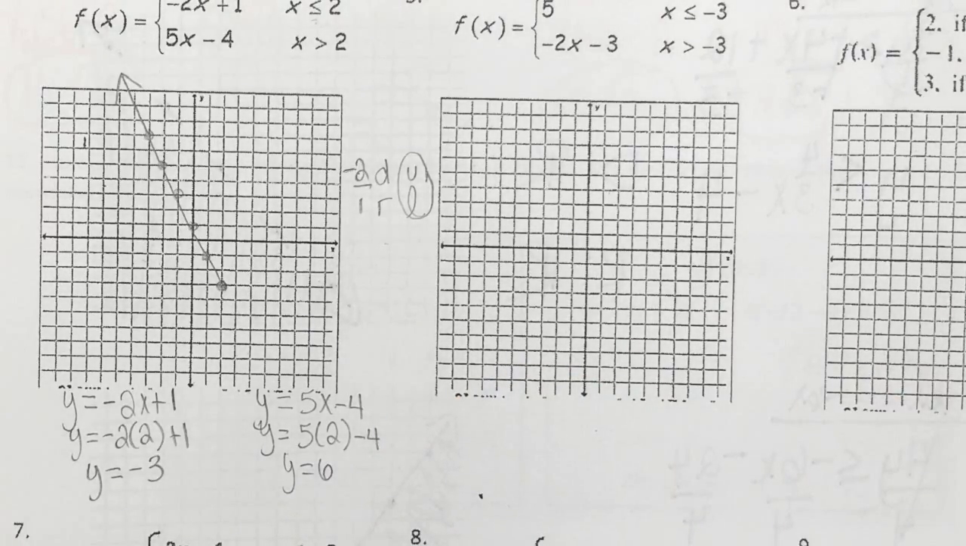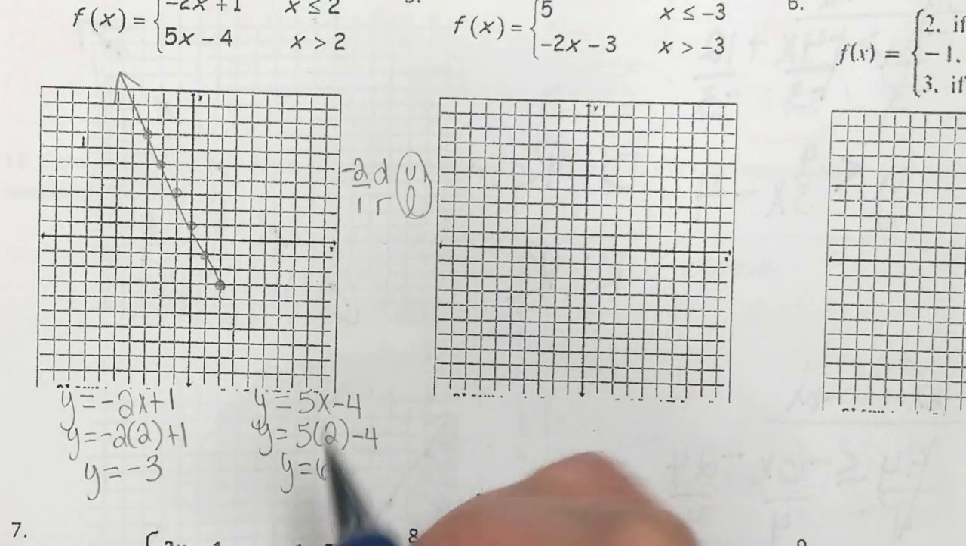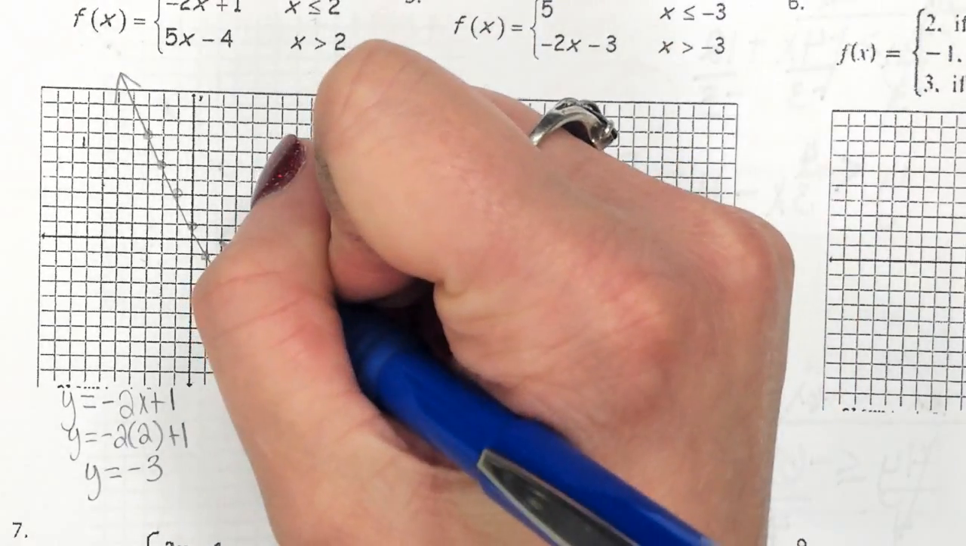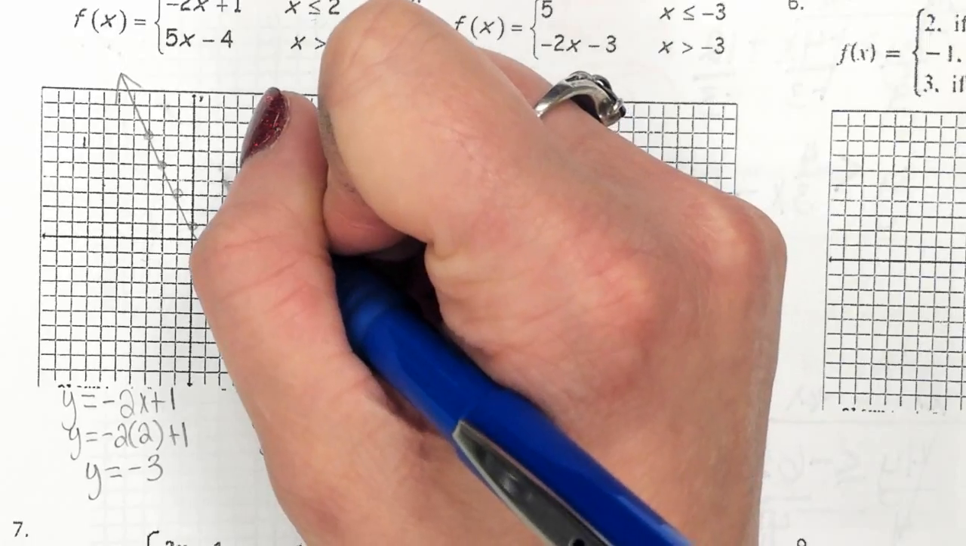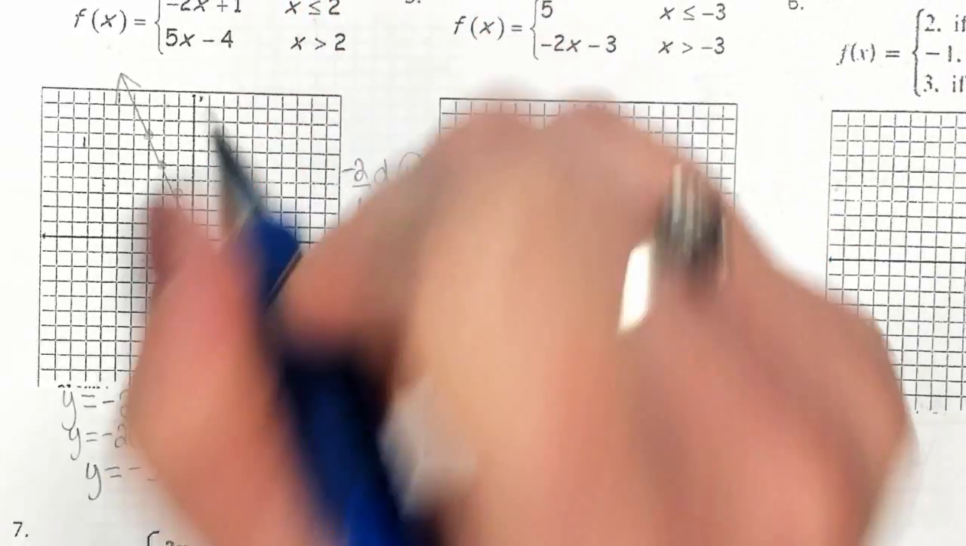All right, so the whole point of doing that is so you can figure out where to start. So what's your x value to start with? 2. And your y value? Open circle or closed circle? Open. So we got a positive 2 on the x, positive 6 on the y, and then it's an open circle.